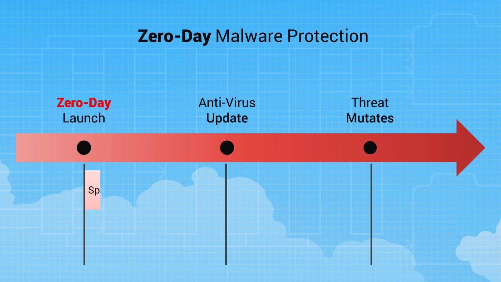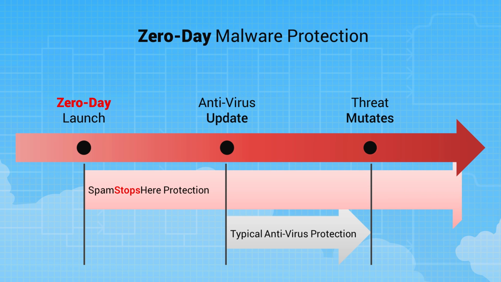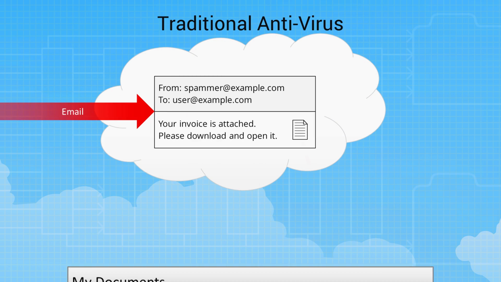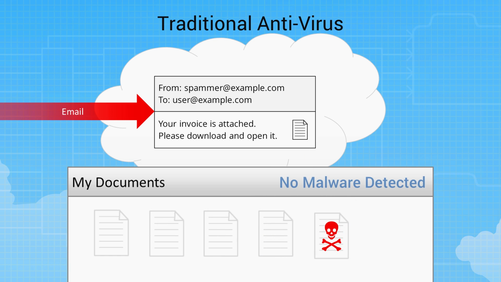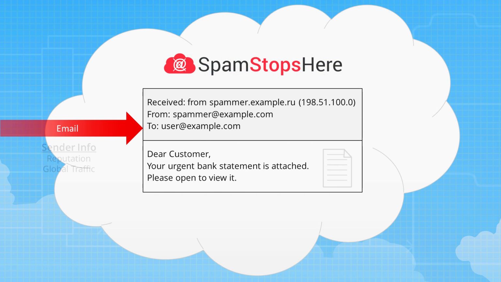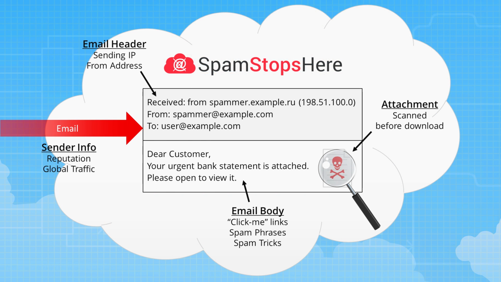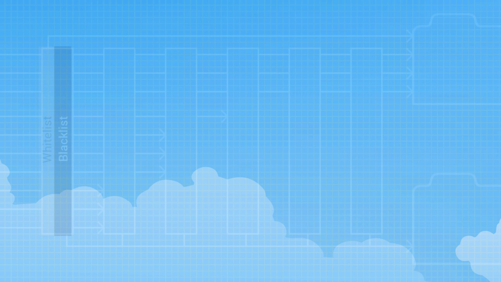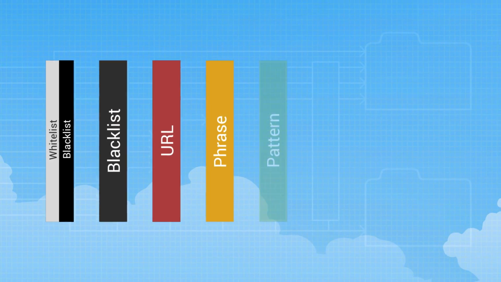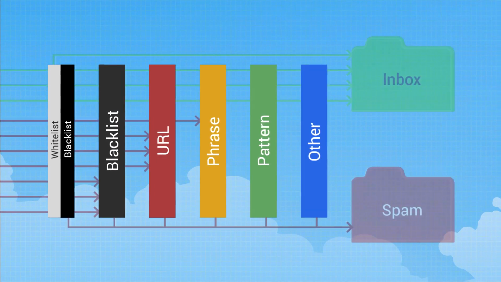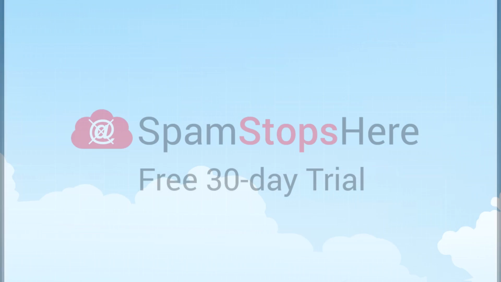SpamStopsHere also provides superior zero-day protection against email-borne viruses and other malware like CryptoLocker. Antivirus products can only scan what you've downloaded, and these days, malware changes faster than traditional antivirus is updated. SpamStopsHere can block viruses even without the latest updates because it analyzes the entire delivery package for malicious clues. The result? We solve your spam problem without any tuning or learning period, thus minimizing the threat posed by malicious email. See it for yourself.